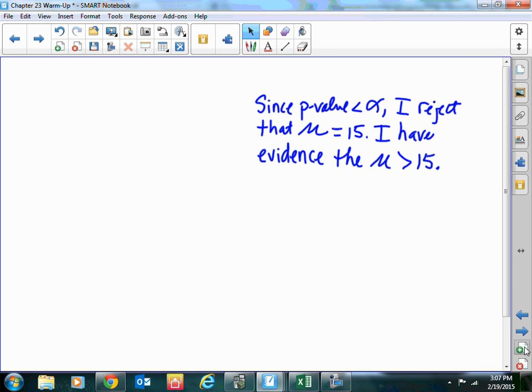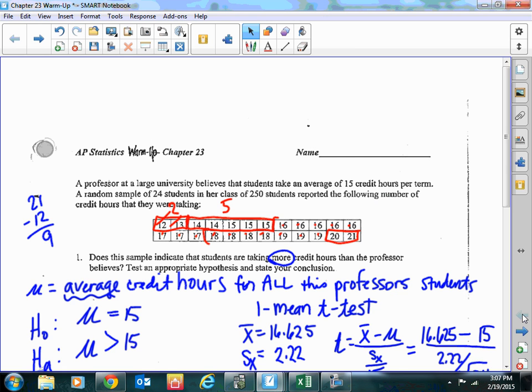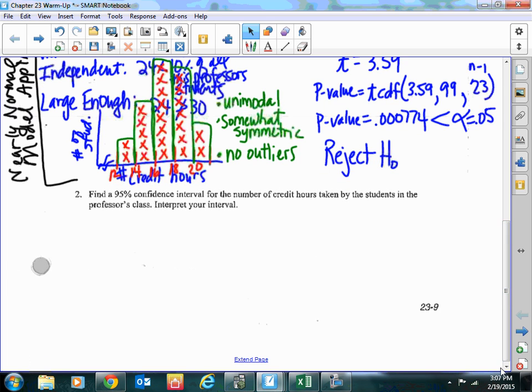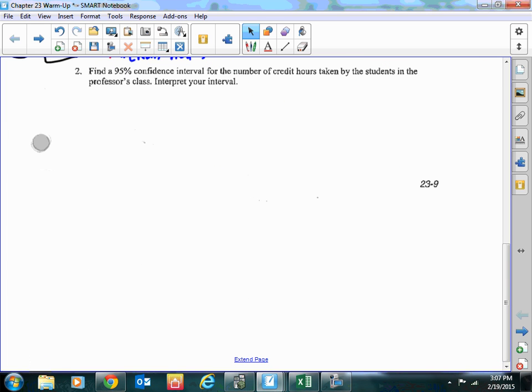I would prefer that in place of this mu, you actually put words, but for time's sake, I'm leaving that out right now. Now let's go ahead and do the confidence interval. The confidence interval has the same P and A for the PANIC model. So let's do the name of the interval. It is a 1 mean t interval.